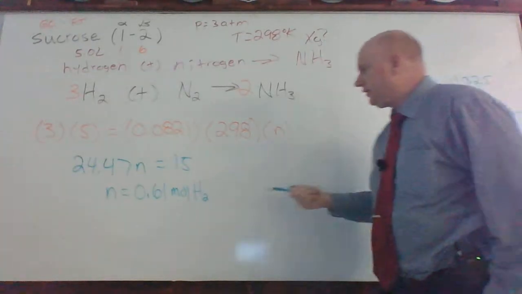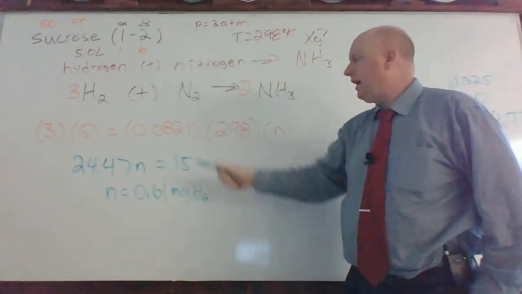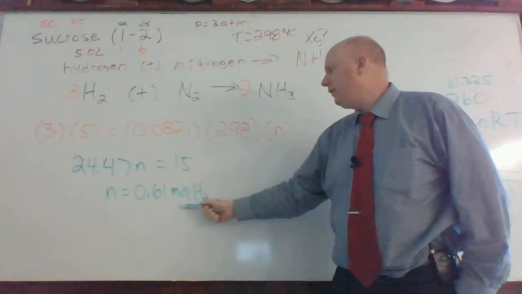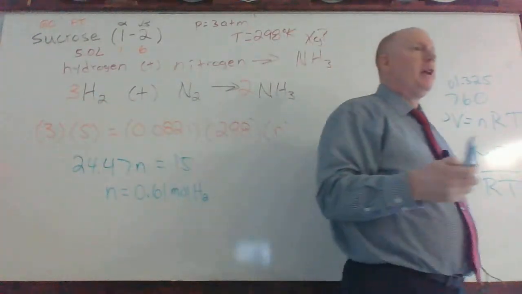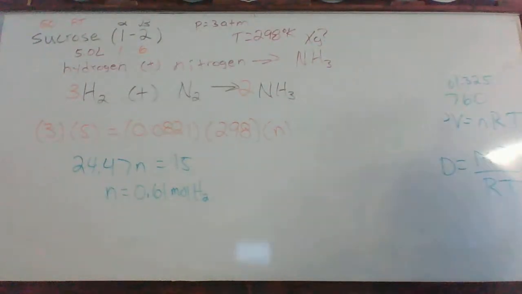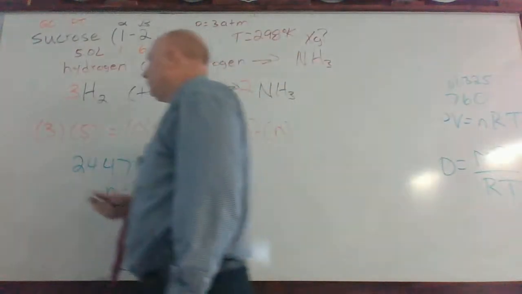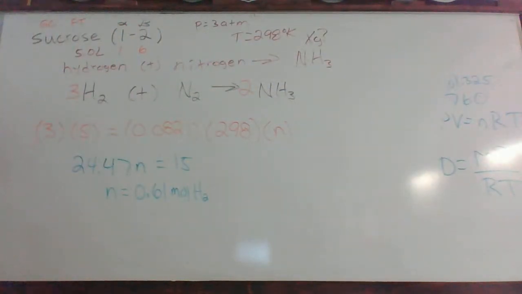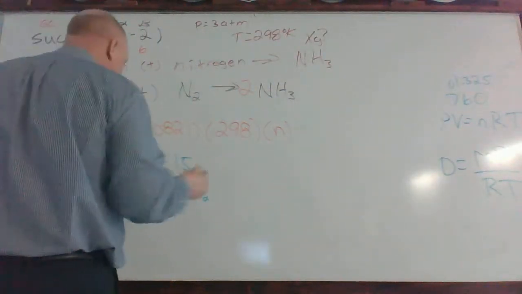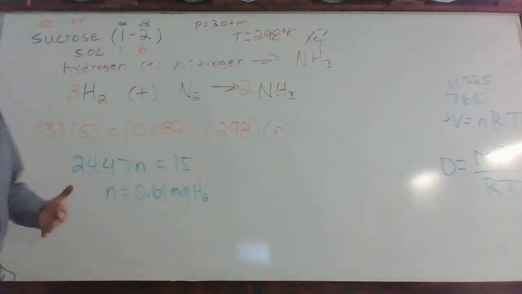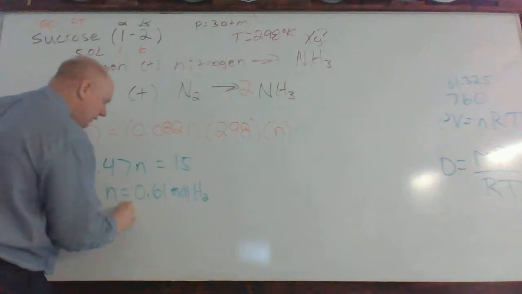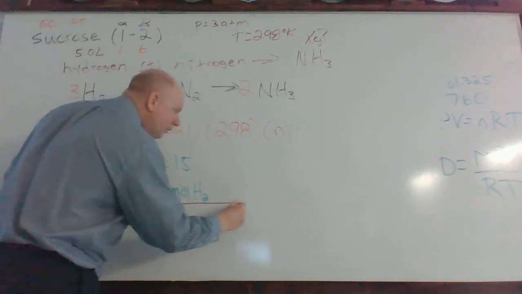Now that we have this, now again, this is the ideal gas law application. Now that we have this in moles of this substance, now you have to use dimensional analysis. And how would we go about doing that? So we've got 0.61 moles of that. So you can either start a new line or just continue out with this. Okay, so that's what we'll do here.